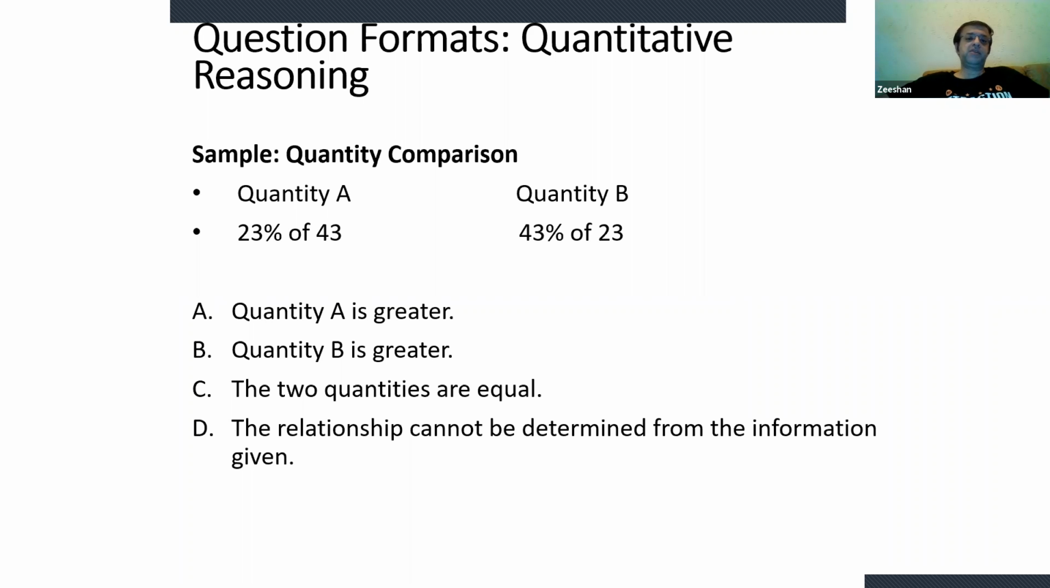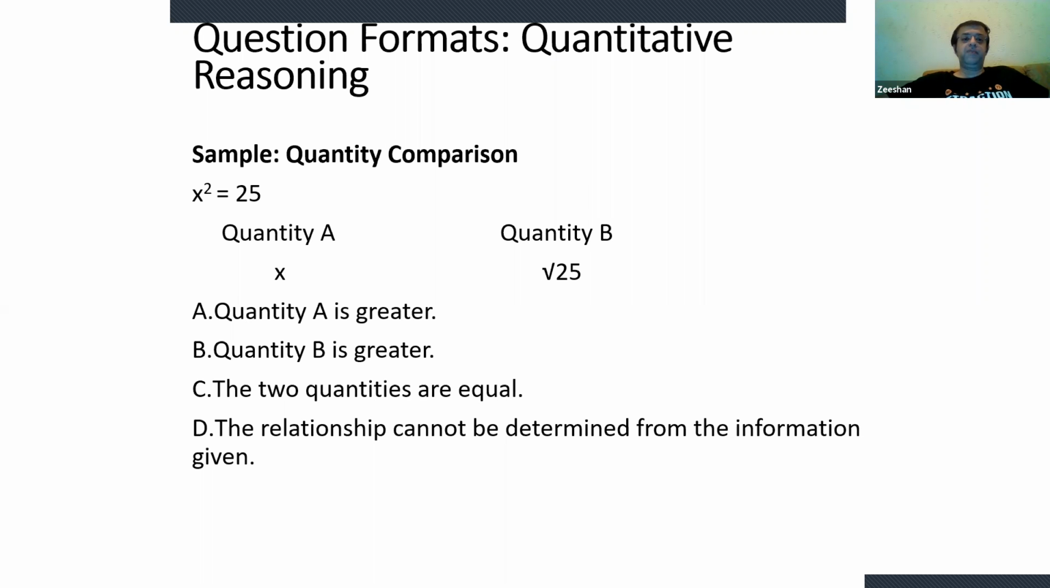Now, there's another lesson in this question. Basically, you don't always need to solve all the questions fully. You need to be using common sense as well. So if you look at this question carefully, 23% of 43 and 43% of 23 are essentially the same quantities. Why? Because the numerator in quantity A is 23 multiplied by 43, and that's the same numerator in quantity B, 23 multiplied by 43. And the denominator in both these quantities is 100. So essentially these two quantities are the same. So without even calculating, we have come to know that the answer choice should be answer choice C.